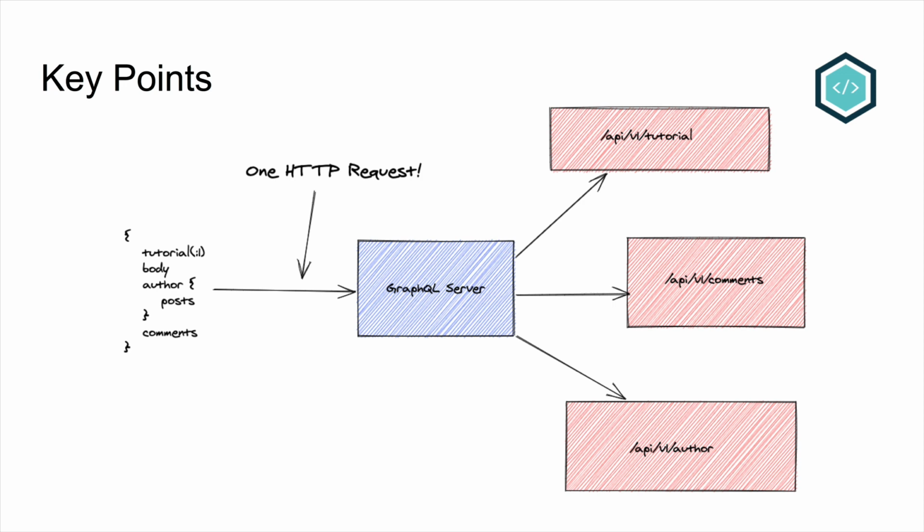So one of the key points to note here is that the client is only making one HTTP request to the GraphQL server. The GraphQL server itself is then doing subsequent HTTP requests, but these are far quicker and more efficient, as the GraphQL server tends to live in the same underlying infrastructure as the rest of your APIs.